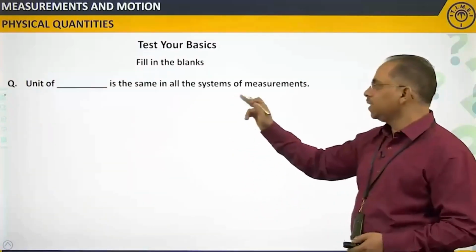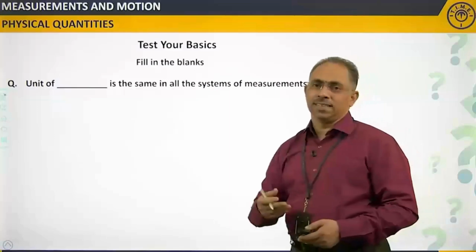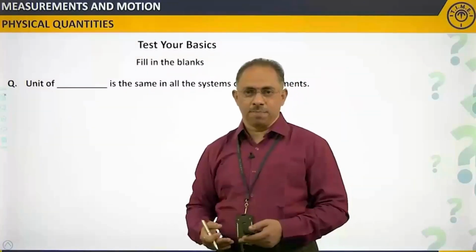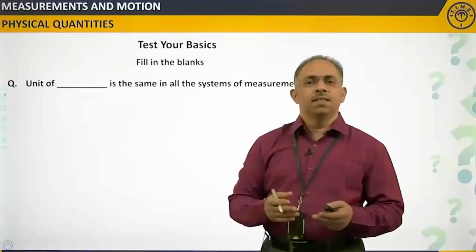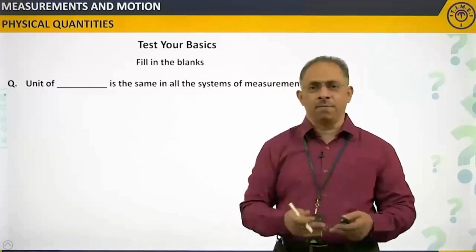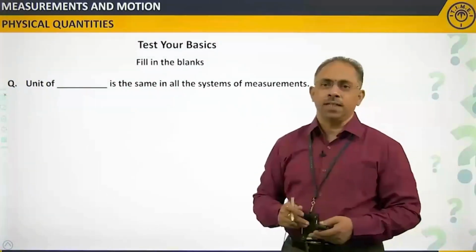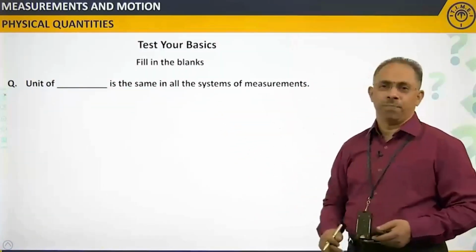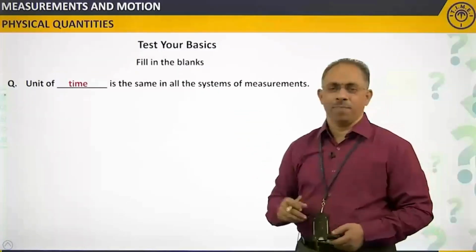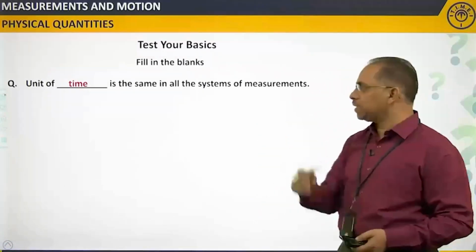Unit of dash is the same in all systems of measurements. Basically, we have three systems: SI system, CGS system and FPS system. We can also take the MKS system. SI system is a modification of the MKS system. Now, in all the systems of measurements, one particular physical quantity has the same unit. What is it? Have a thought. Yes, it's time. And what is the unit? Yes, obviously it is second. Now, let's go to the next question.